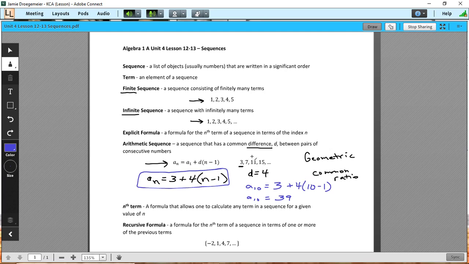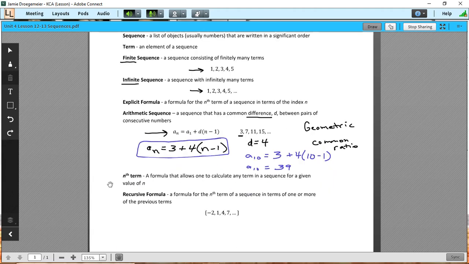Now, I know the sequence here. I could add 4 each time, and I would eventually get to that 10th term. But if I wanted to know the 100th term, it would take me a long time to write all of those out to get to that. So by using that pattern in the arithmetic sequence, we can use that to help us find the nth term. And so that's what that next definition talks about. The nth term says that it's a formula that allows you to calculate any term in a sequence for a given value of n. And so we used that formula for the arithmetic sequence there to find that nth term.